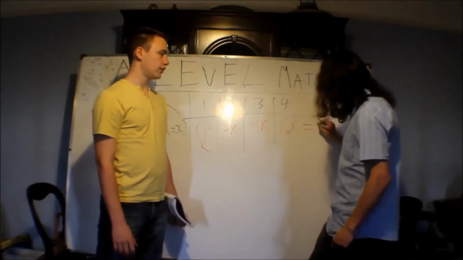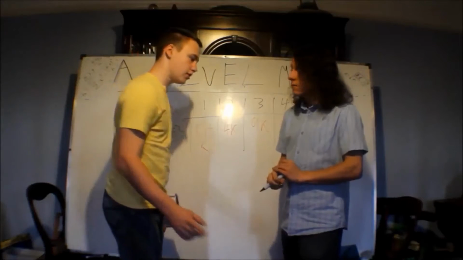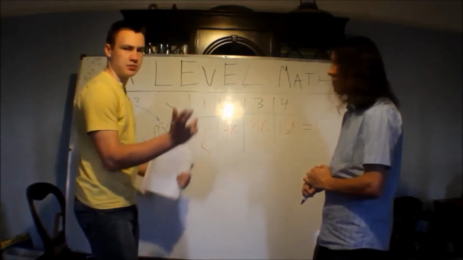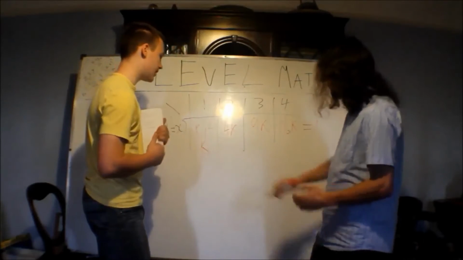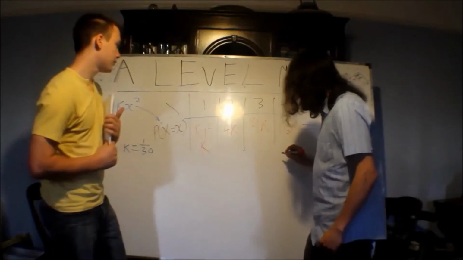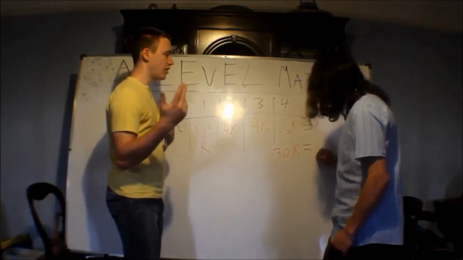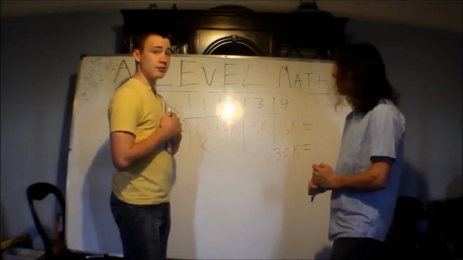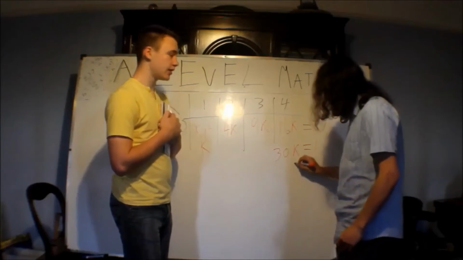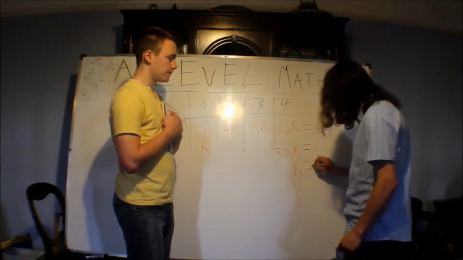And that's what you've got to be able to work out yourself. That's what makes this a particularly hard question, because it requires a bit of understanding. So all these added together would make 30k. 1 plus 4 plus 9 plus 16 is 30. So k must be 1 over 30. And that is it, you've done it.